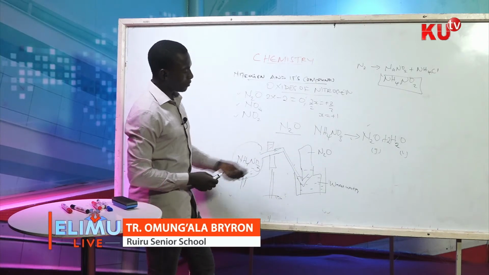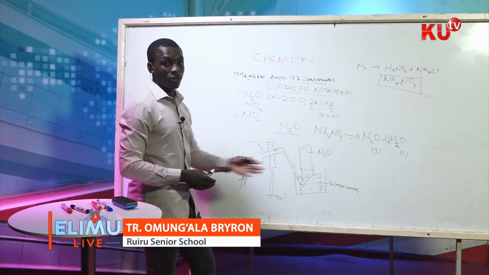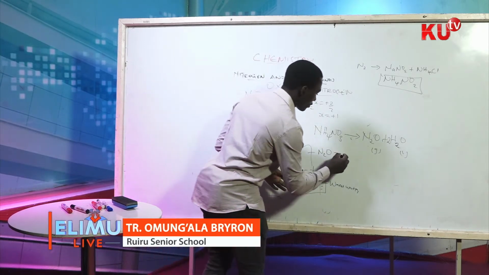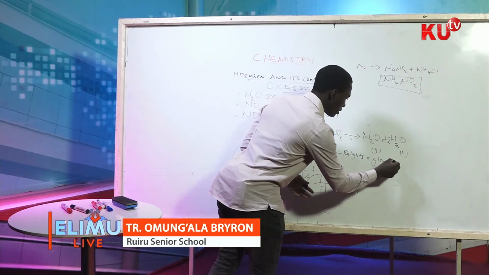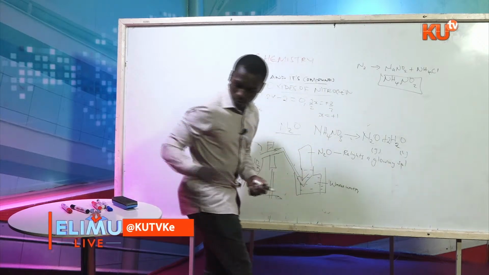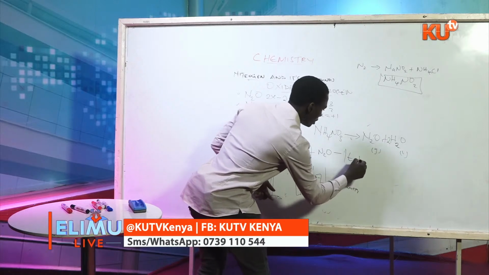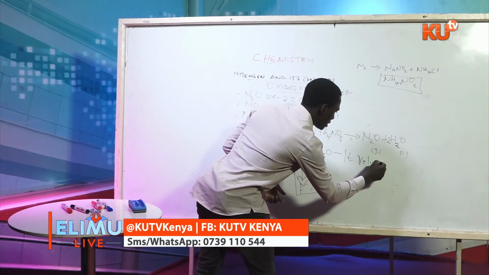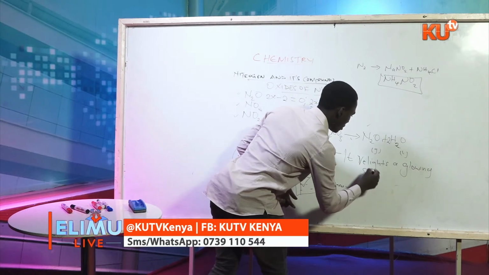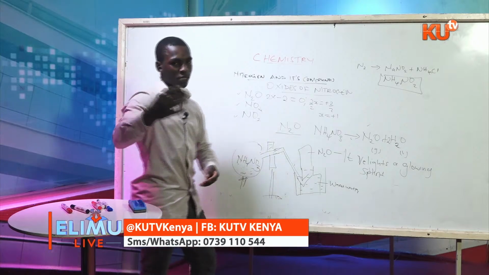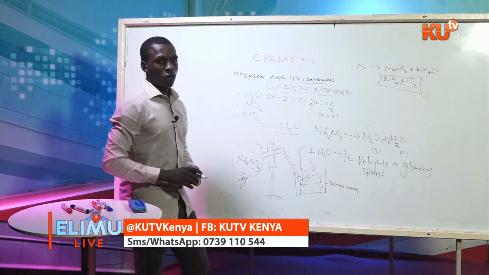Now, this nitrogen 1 oxide gas is also unstable. Even though it does not support combustion, it relights a glowing splint. That's one of the properties that you should not forget. It has properties like those of oxygen. It relights a glowing splint, so don't forget that. But it does not support combustion.